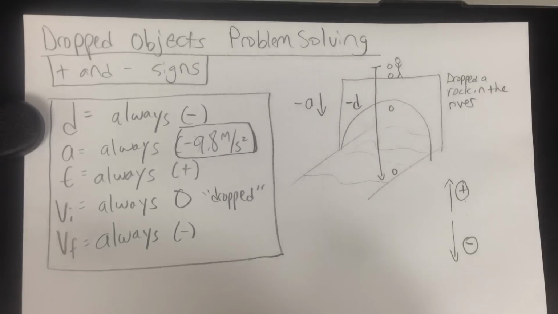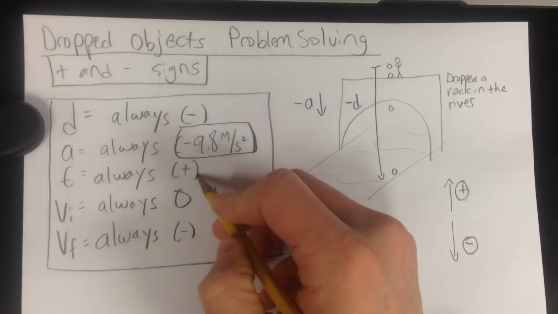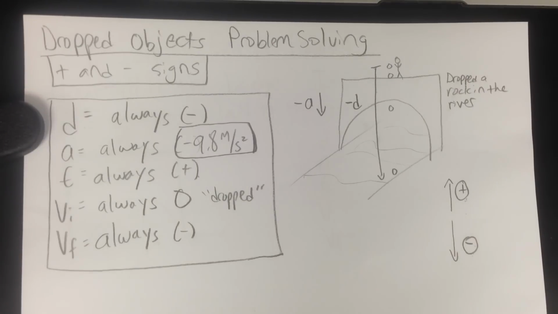The time. Time doesn't have a direction. It doesn't go up and it doesn't go down, so you don't have to worry about the positives and negatives. Time is always a positive number when you plug it in.